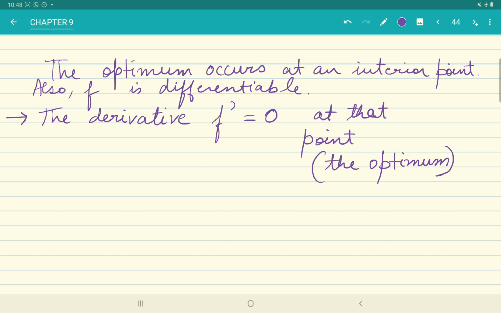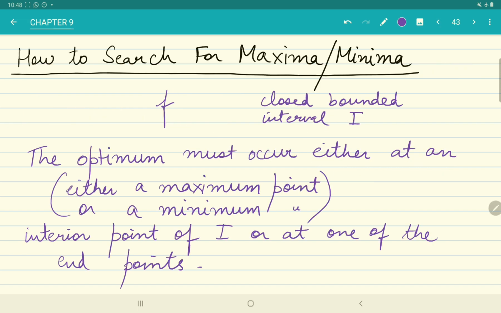Now in this case, I know that if the optimum occurs at the interior point and also f is differentiable, then the derivative f prime is going to be 0 at that optimum point. And before that we said that the optimum can occur either at an interior point of I, or it can occur at one of the endpoints. So what we have to understand is that there are three types of optimum points, or three types of extreme points.